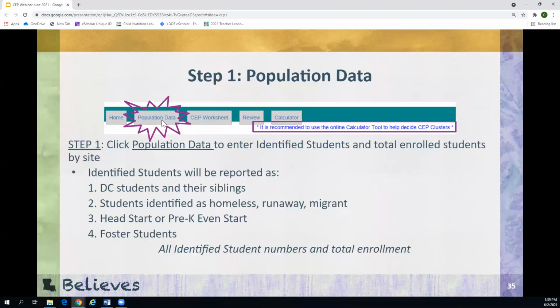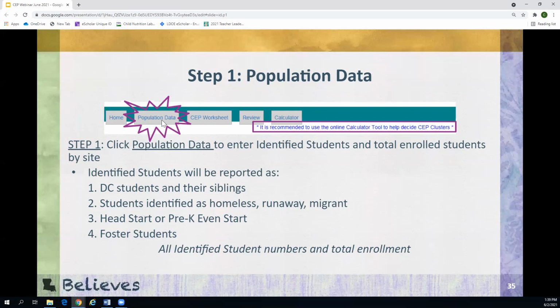From there, you'll have a few more tabs that will appear. And you will want to select the Population Data tab. And from there, you'll enter your identified students and your total enrollment, and you'll do that by site. We also recommend that you utilize that calculator tool, the FAR button, to help you with clustering sites together for the best possible identified student percentage.